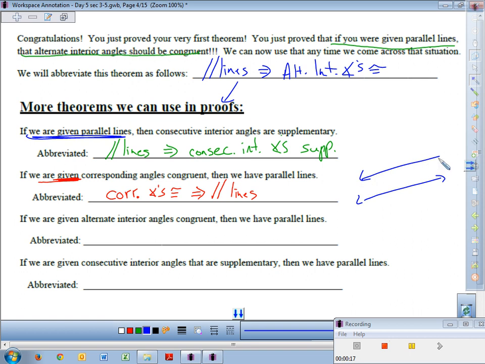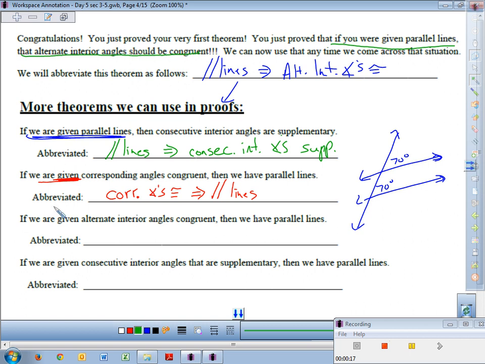And here's what it means, right? If I'm given corresponding angles that are congruent, so pretend this is 70 degrees and that's 70 degrees, didn't they give me corresponding angles congruent? That means that these two lines right here are parallel to each other. So it works both ways.